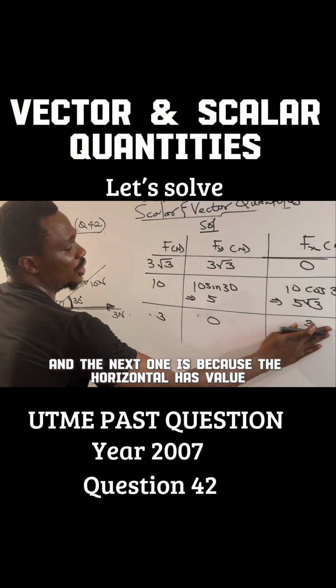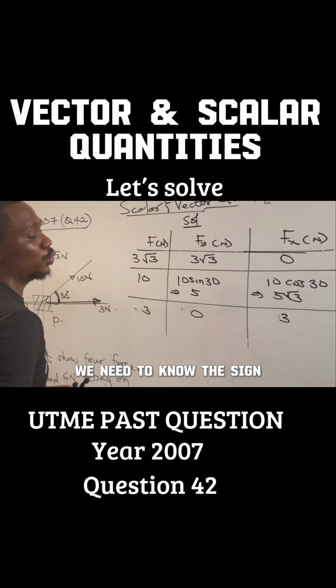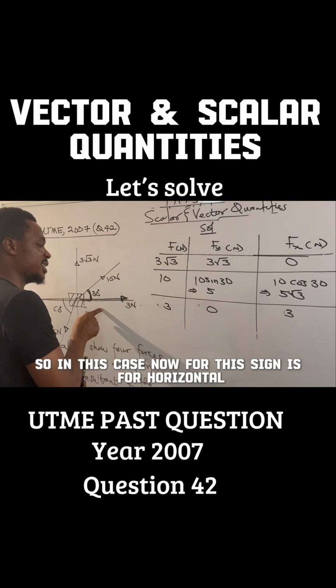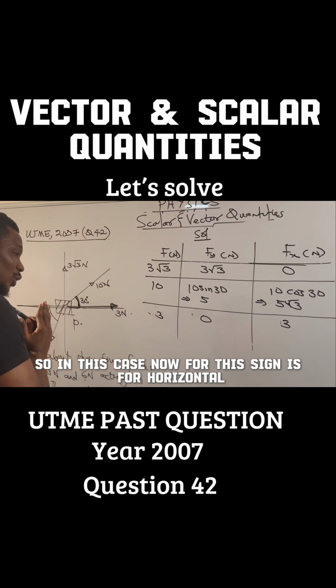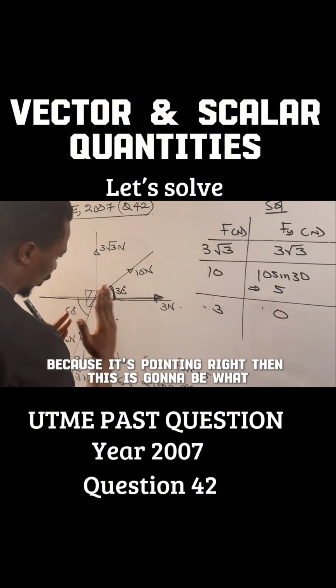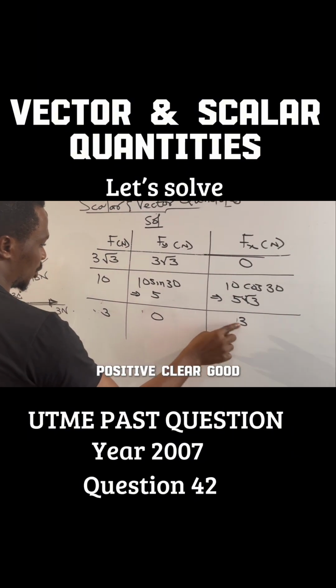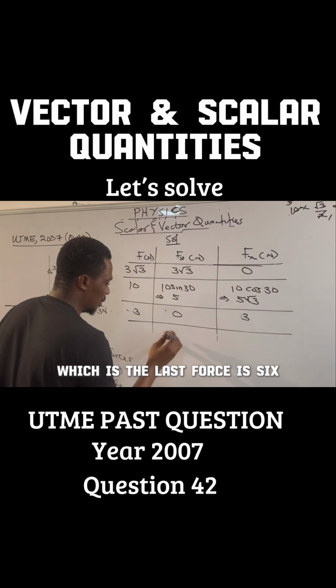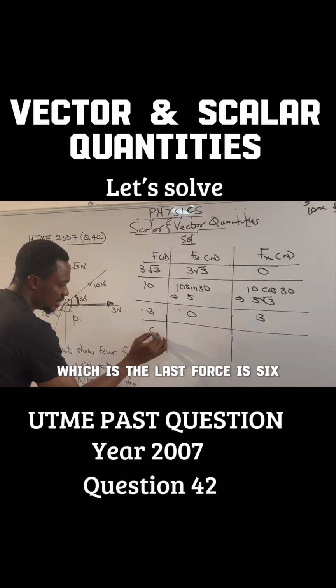Then the next one is, because the horizontal has value, we need to know the sign. What sign am I going to give to this? So in this case, for horizontal, do we say right or left? Where is the arrow pointing? Right. Because it's pointing right, this is going to be what? Positive. Clear? Good. Then the last one we are going to talk about, which is the last force, is 6.